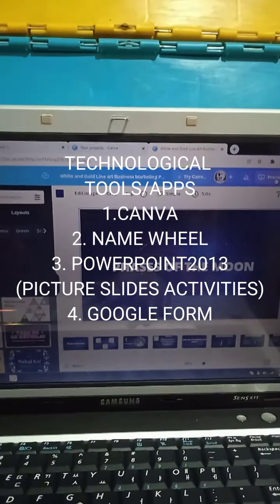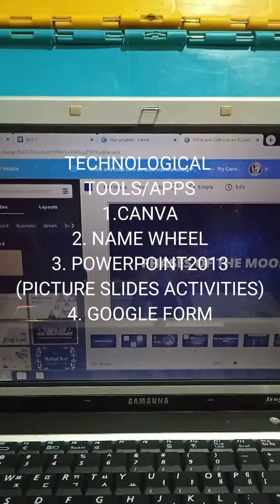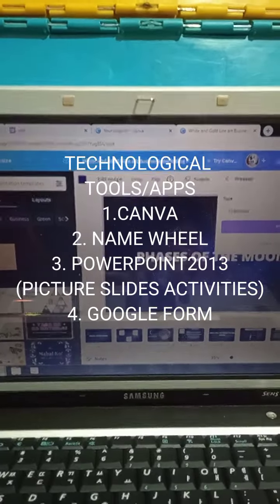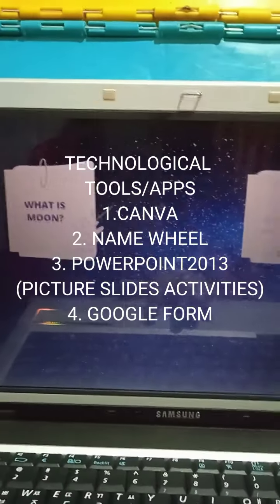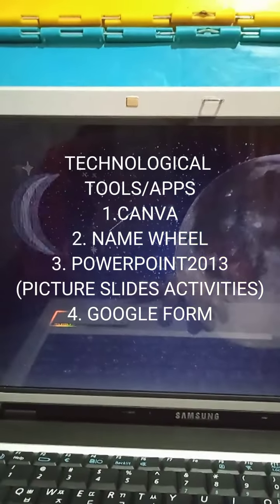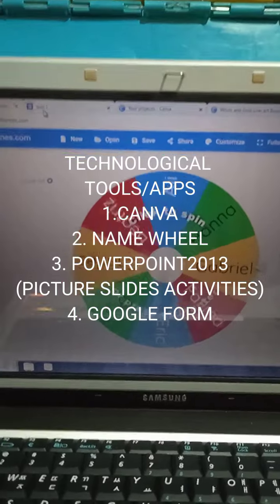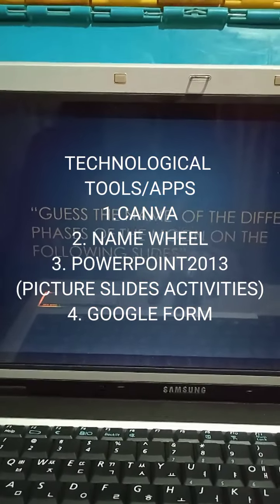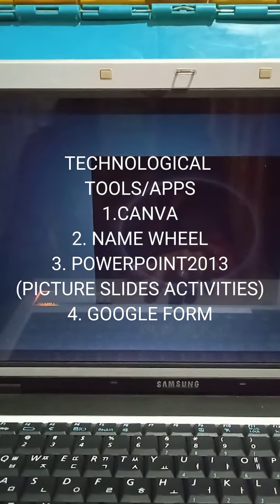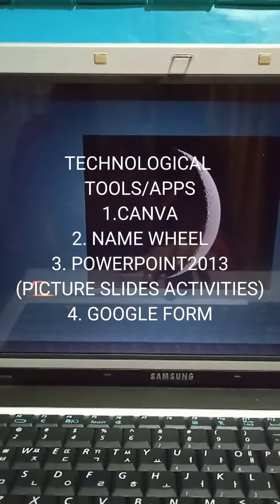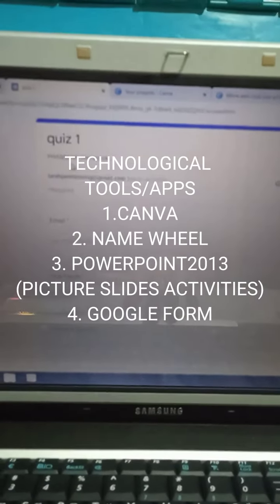And these are the following technological tools that I use. First is Canva, which I use for my slides. The second one is the name wheel. And the third one is PowerPoint 2013 for my activities. And the last one that I use is the Google Form for the assessments.